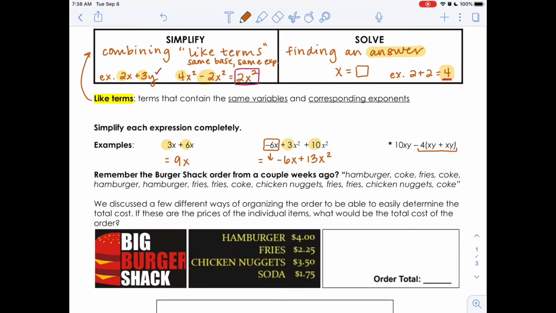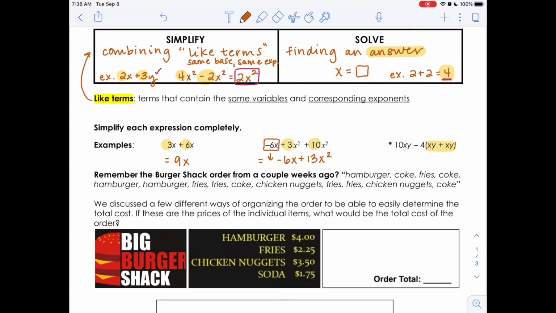So actually, what we can do first, let's back up. I was going to do this a tricky way, but let's look inside. Let's remember order of operations. Let's look inside those parentheses and see if there's anything we can do. So I have xy plus xy. Do these have the same variables? Yes, we have xy plus another xy.